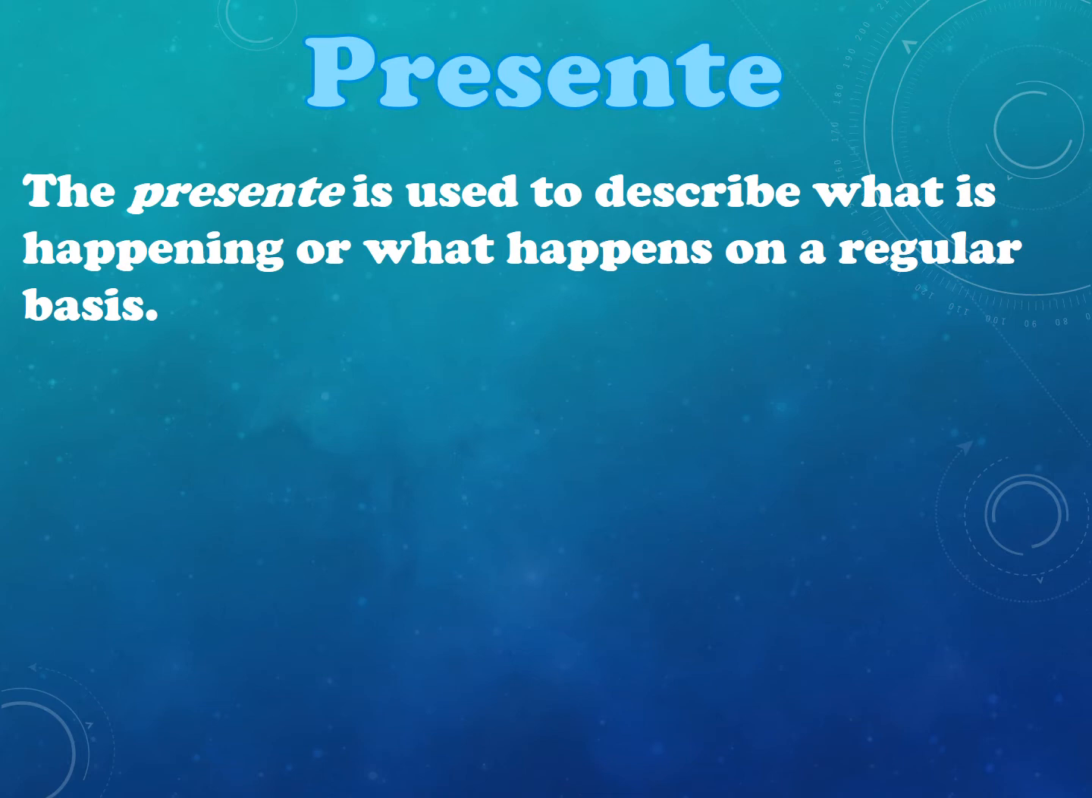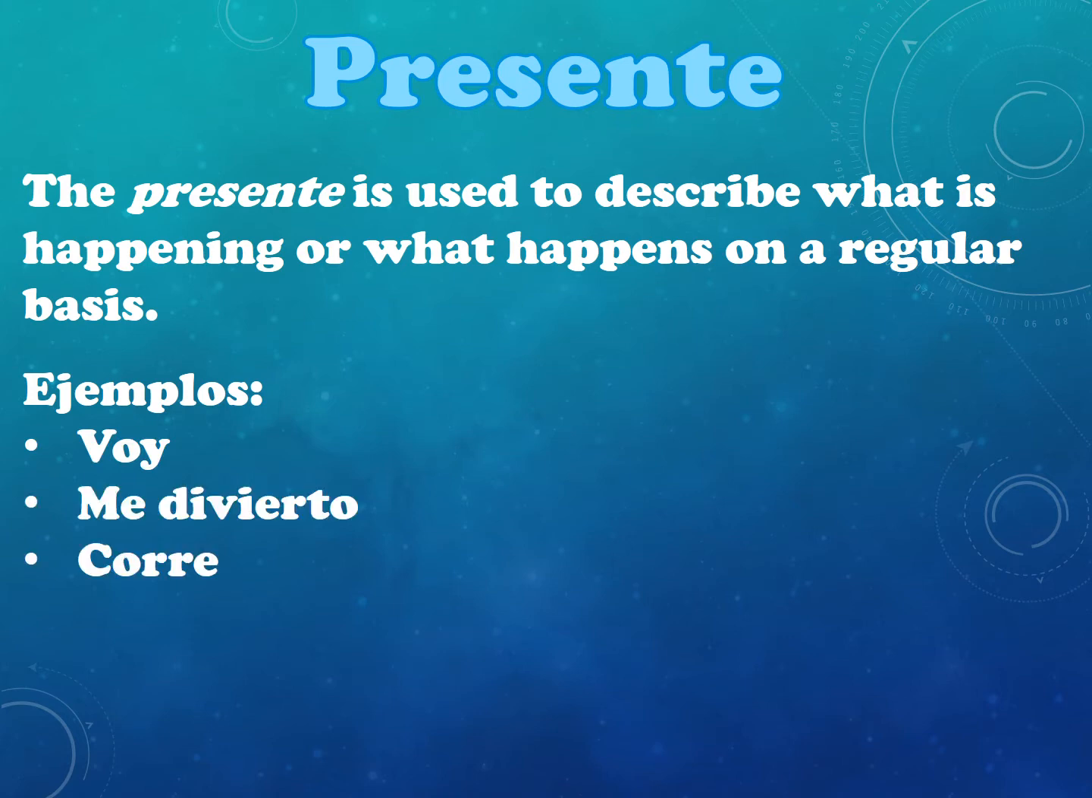The presente is used to describe what is happening or what happens on a regular basis. This is the very first way that you learned to talk about actions in Spanish. You have been using it basically since the very first day that you started speaking Spanish. Ejemplos. Voy, me divierto, corre, salimos, bailan.